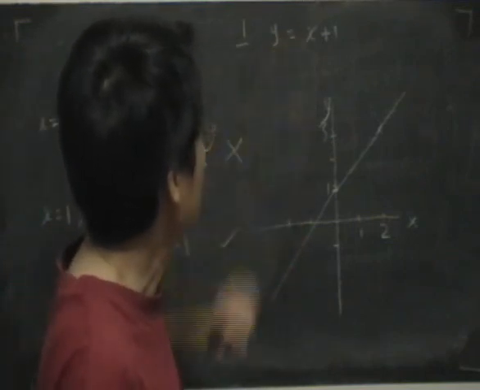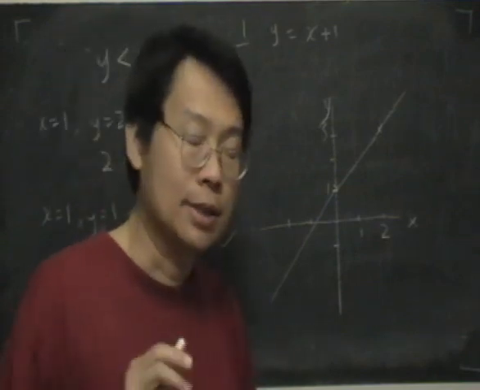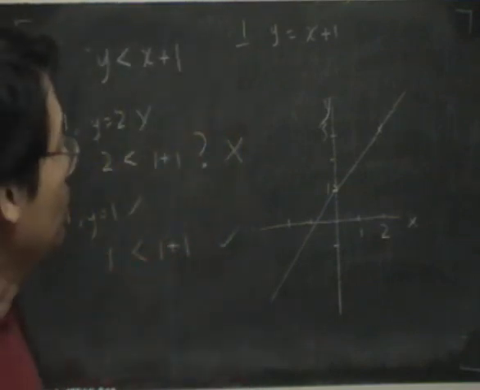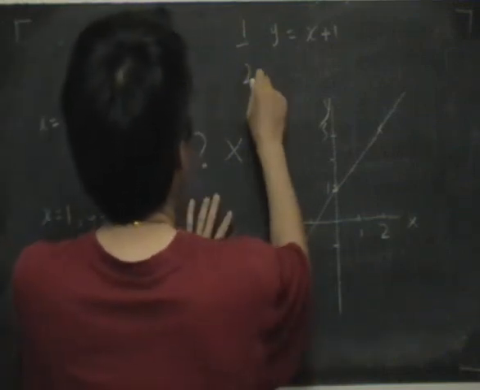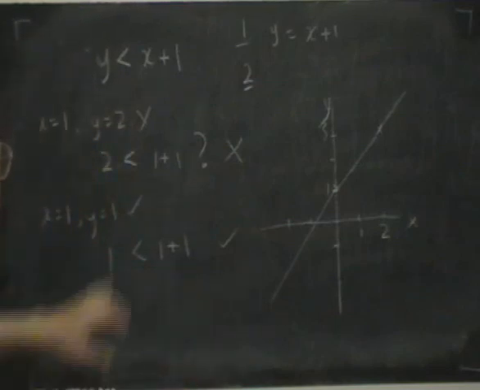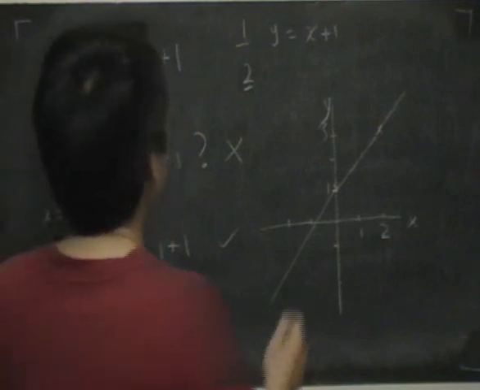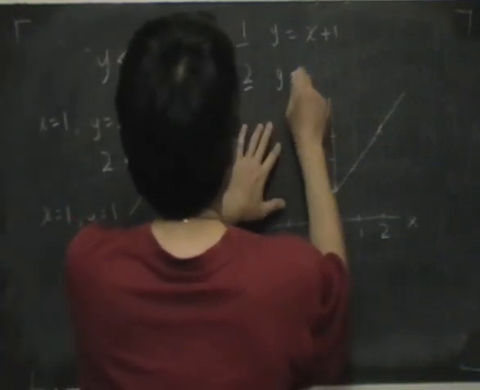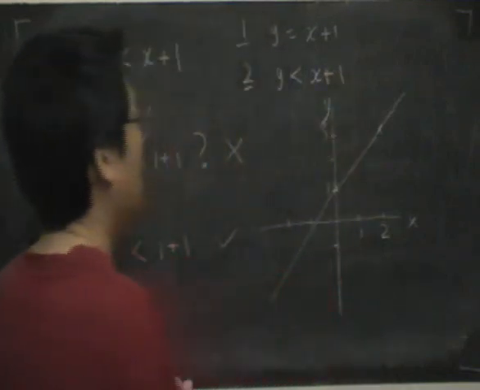So that's the graph, and that's step 1. In step 1 we draw a graph. Now in step 2, we go back to the inequality. Let me just write that out again. y is less than x plus 1.